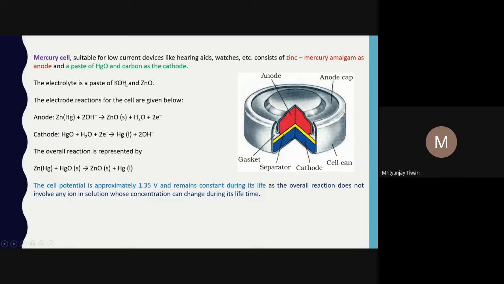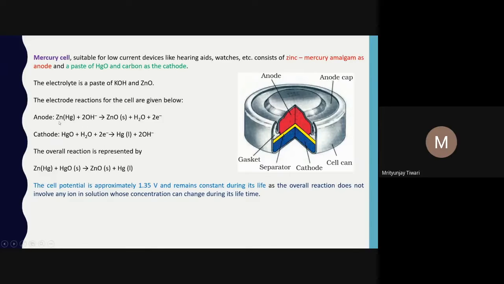The electrode reactions for the cell are given here, and the electrolyte we use here is the paste of KOH and ZnO. So the potassium hydroxide and the zinc oxide are the electrolyte, and HgO, mercury(II) oxide, and carbon are used as cathode. And the net reaction is the electrode reaction for the cell.